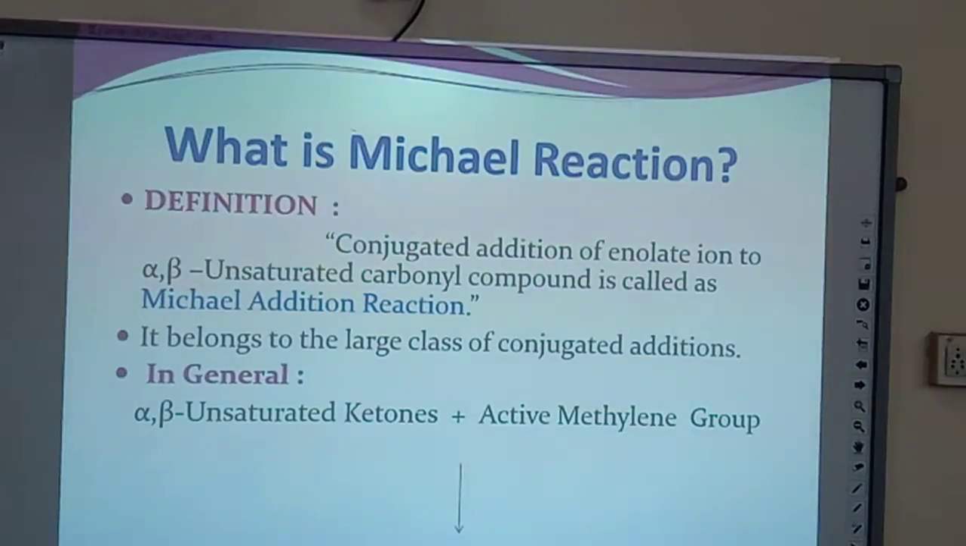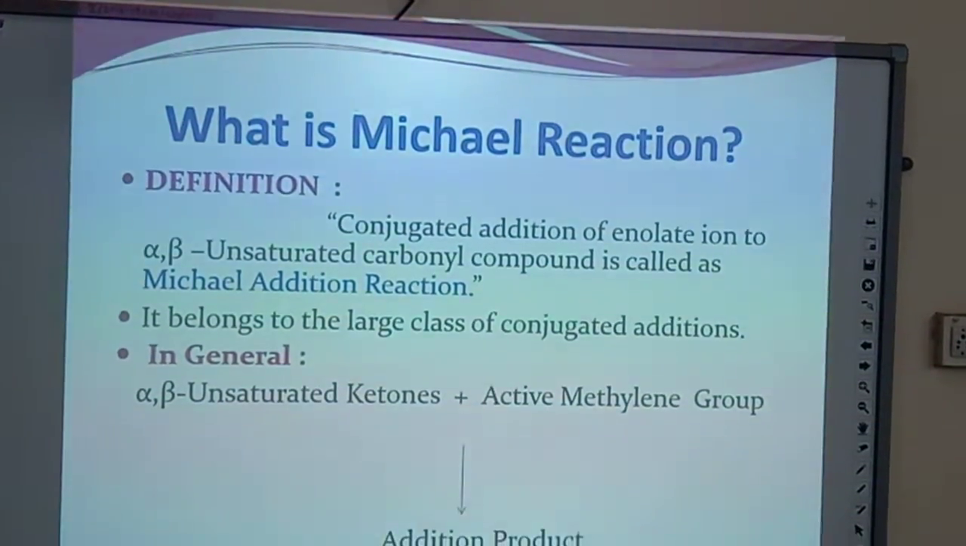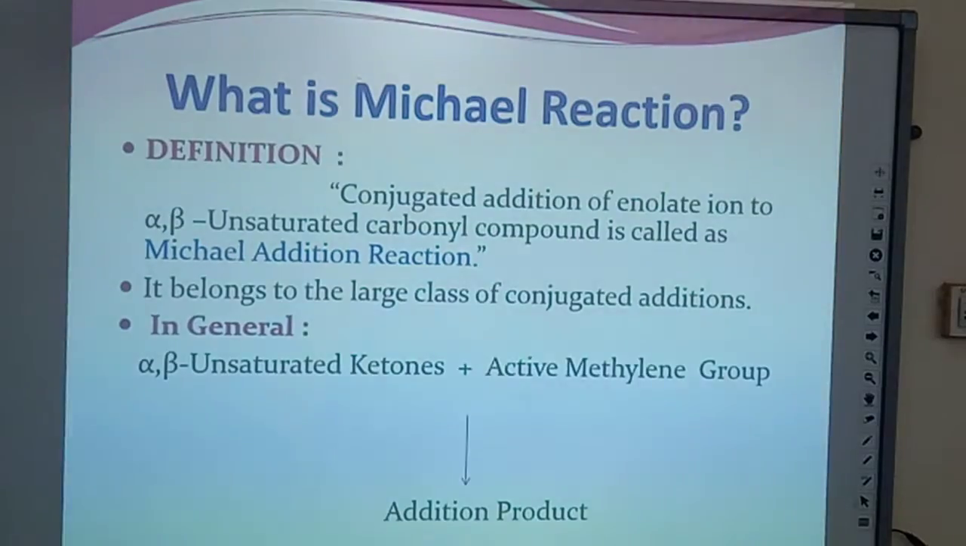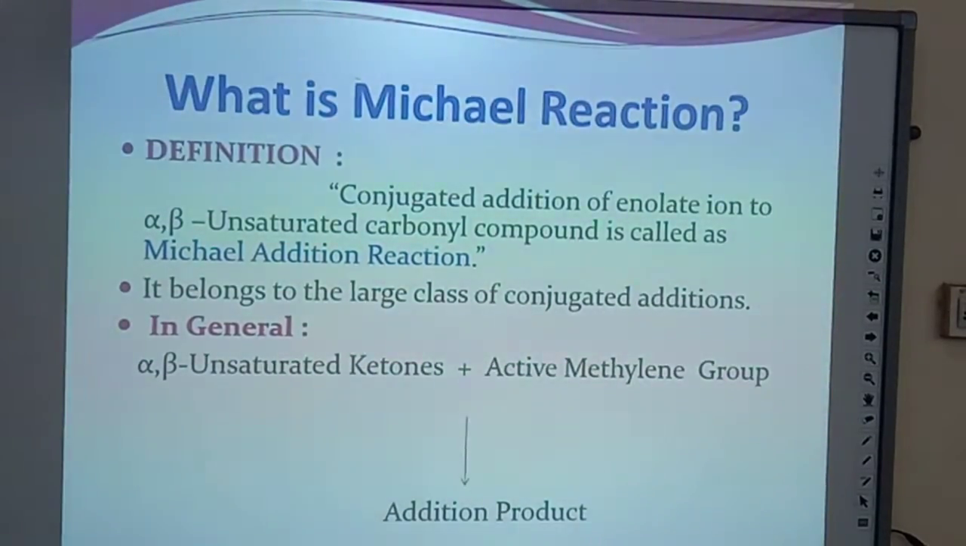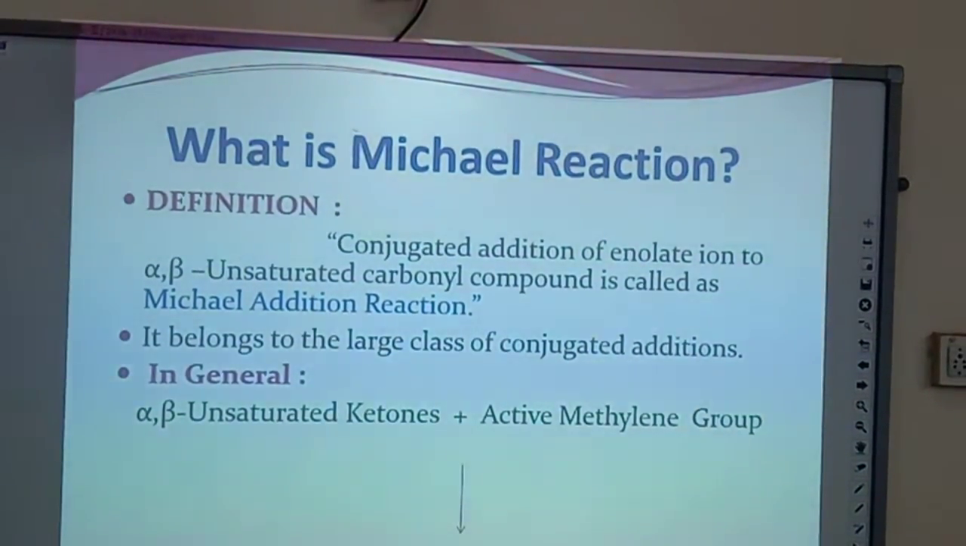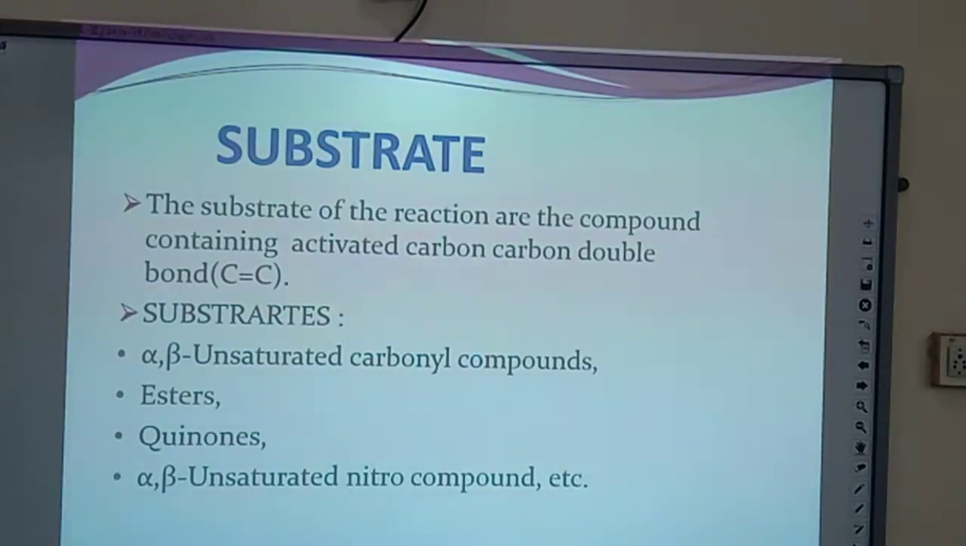So let us see what the Michael reaction is, and let us see the definition first of all. Conjugated addition of an enolate ion to an alpha beta unsaturated carbonyl compound is nothing but called the Michael addition reaction. This reaction belongs to the large class of conjugated additions. In general, you can see here the reactant, that is alpha beta unsaturated ketone, reacting with an active methylene group in presence of some base, which just gives the addition product. So during this reaction, the addition product is going to be formed.